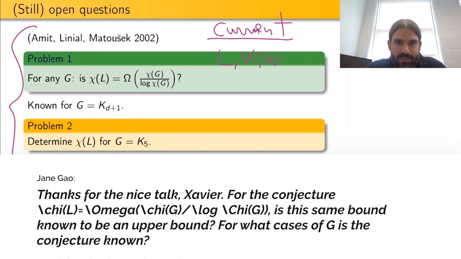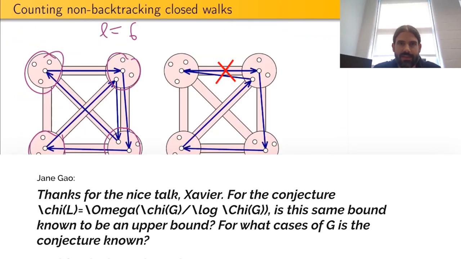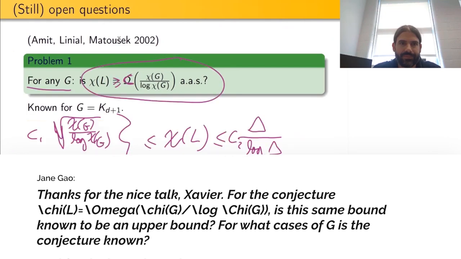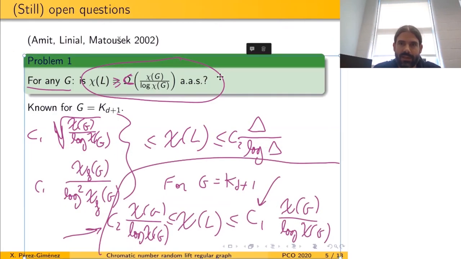For the conjecture, is this the same bound? Well, there's an upper bound in terms of the degree, so maybe, I don't know if that's still in the slides or not. Maybe I deleted that. Yeah, it's here. I don't know if people can see that. So their upper bound is in terms of the maximum degree of the graph. So it's not in terms of the chromatic number. But at least, for complete graphs, they coincide. So I don't think they have an upper bound in terms of the chromatic number, other than the trivial one, you can just place the chromatic number here. So I don't know if that answers your question.